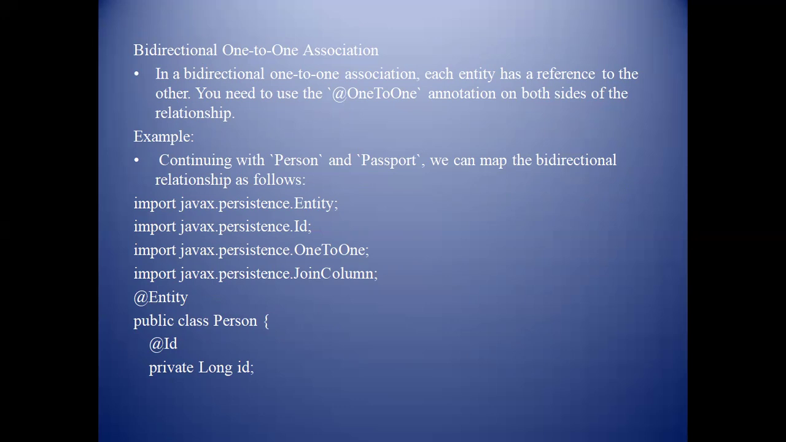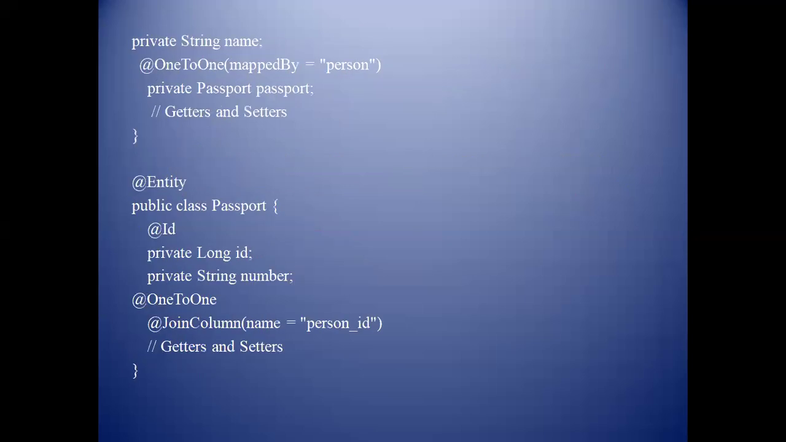For the table created, the Person class, @Id is the primary key attribute, long id. Then another attribute is name. Here it is clearly mentioned: @OneToOne(mappedBy = "person"), private Passport passport. We are going to map the Passport table with the Person table.